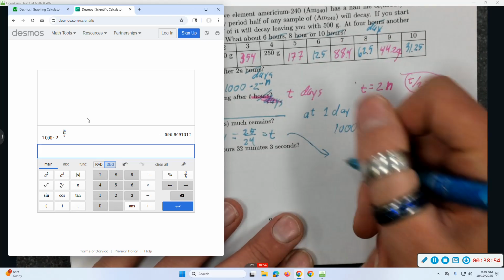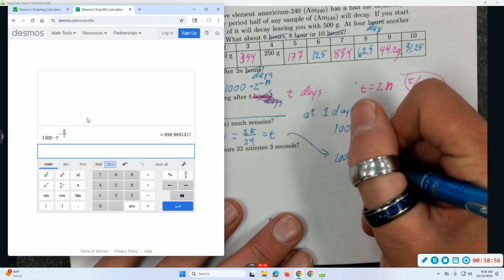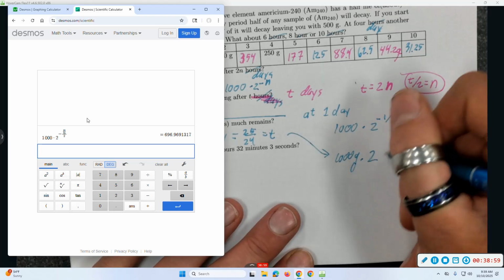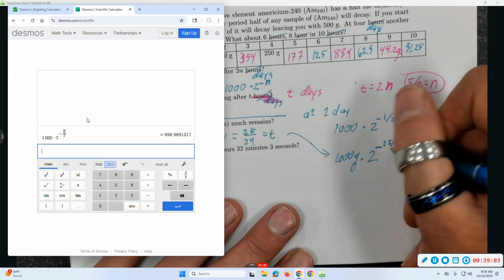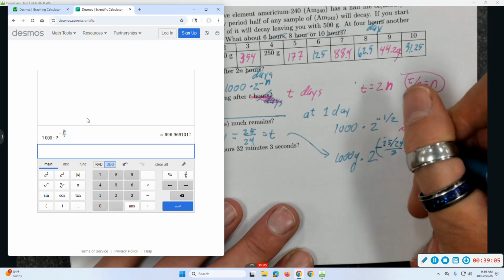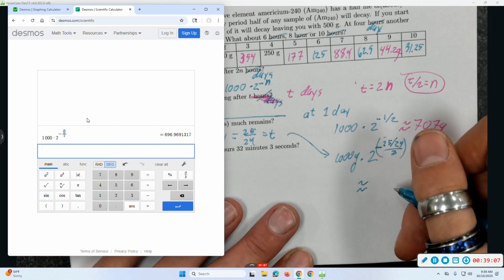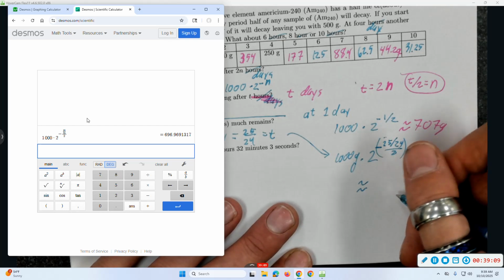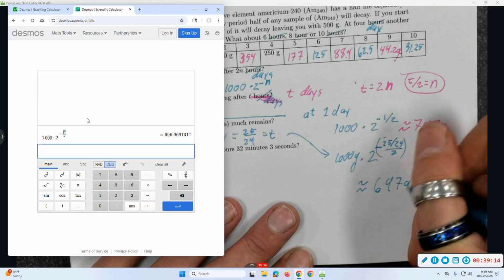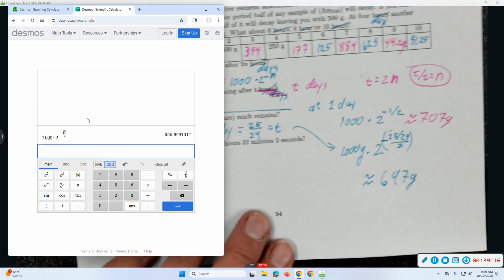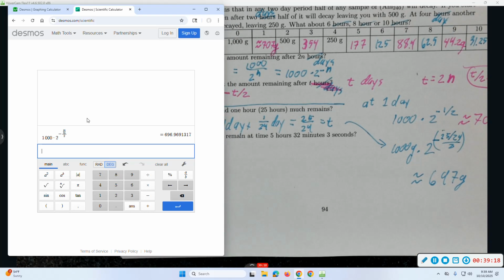So what do I get? I get 1,000 grams times 2 to the negative (25 over 24) over 2, which apparently is about, goodness, 697 grams. All right, neato. Let's go more complicated by one yet.